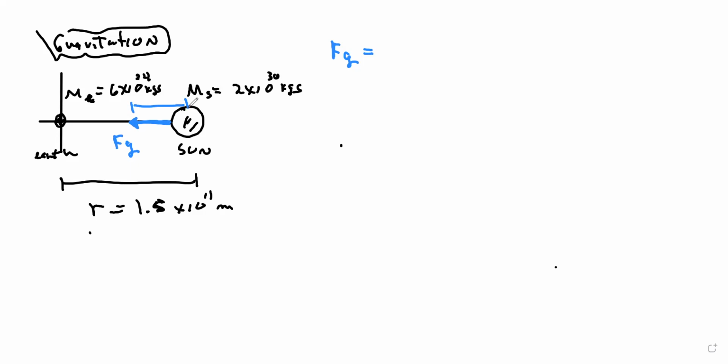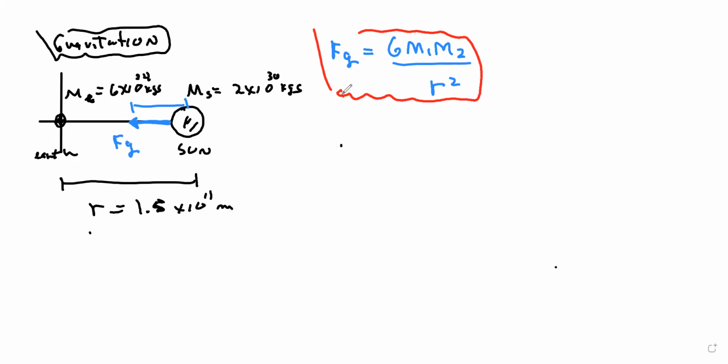To find the magnitude of that force, we're going to use the formula G, which is the constant of gravity, mass 1, which is the mass of the Earth, mass 2, which is the mass of the sun, divided by r squared, which is the distance between these two particles. You can think of them as particles. So let's find the magnitude of that force.